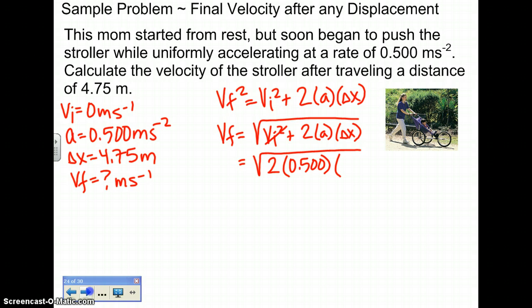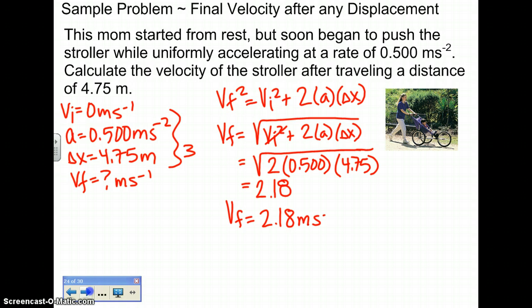0.500 times 4.75. Before you even pick up your calculators, think first, guys. What is 2 times 0.5? Times that by 4.75. Okay, so that's 4.75, right? So then your calculator is the square root of 4.75. That's all you need to input. So the square root of 4.75. What does it say, guys? 2.18 is what you should be seeing. Looking at your sig figs, 3 is the number of sig figs that you want. Therefore, your final velocity is 2.18 meters per second.